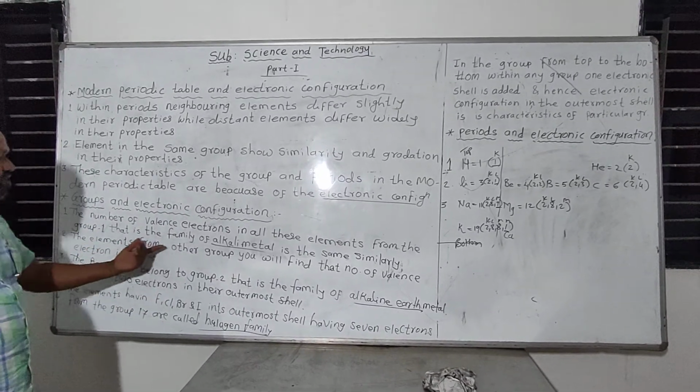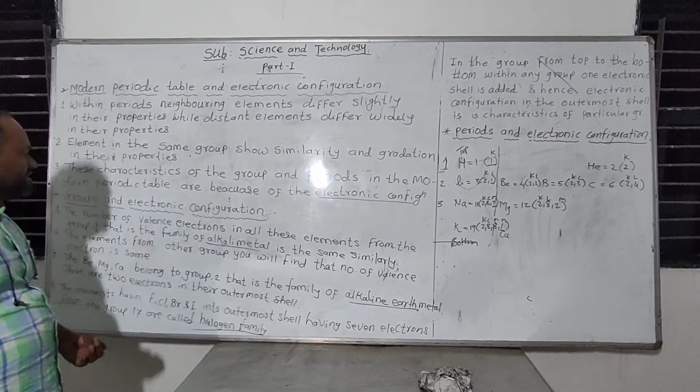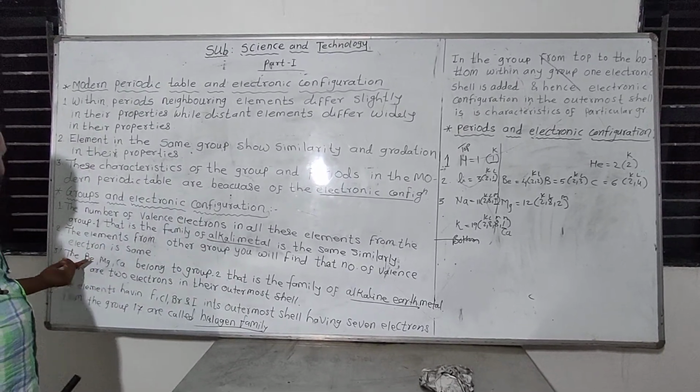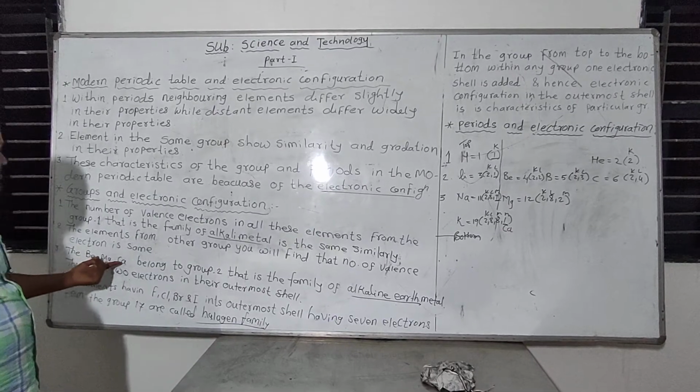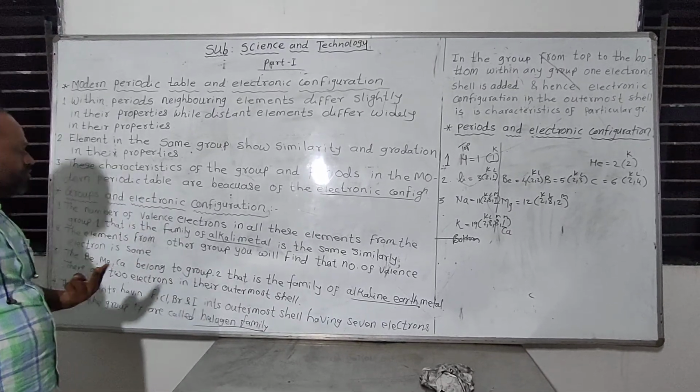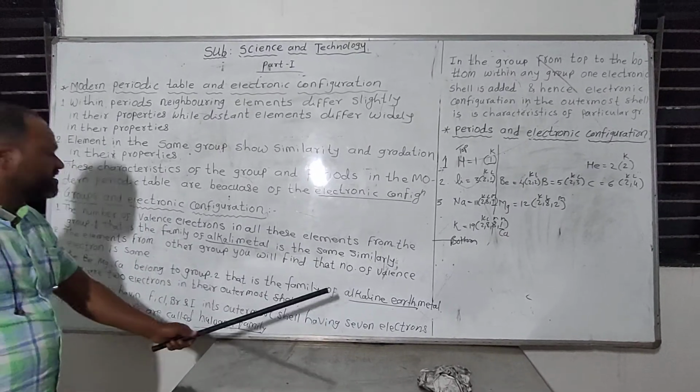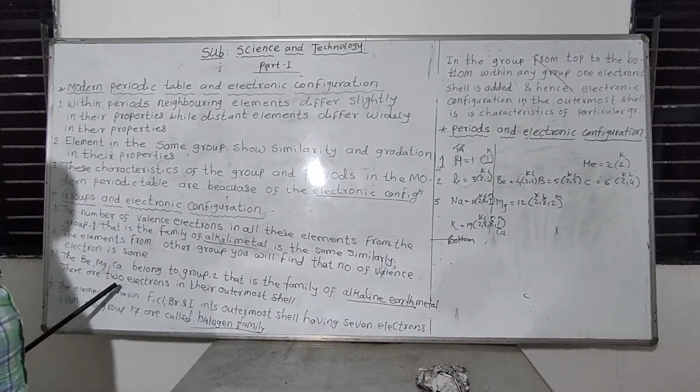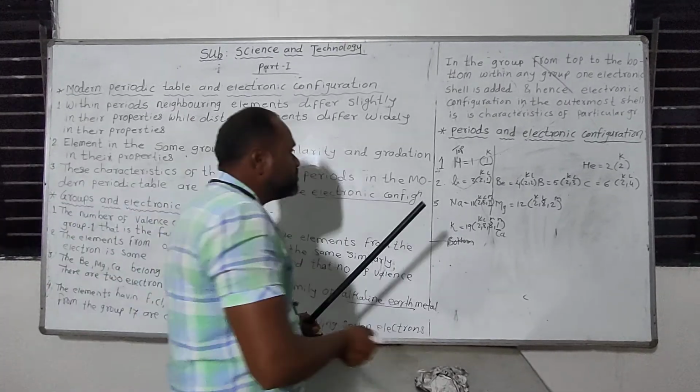The elements from the other group, we will find that the number of valence electrons is the same. Beryllium, magnesium, calcium belong to the second group, that is the family of alkaline earth metals, and there are 2 electrons in the outermost cell.